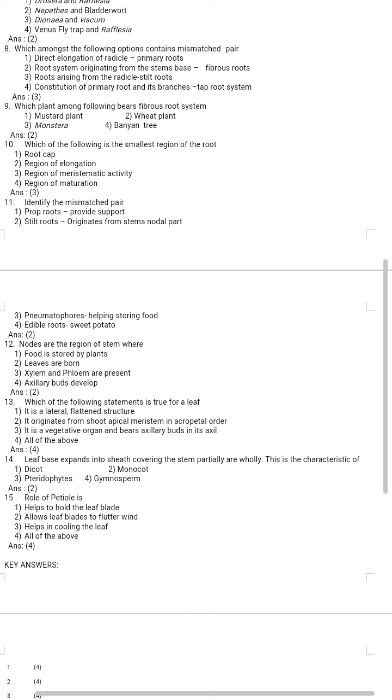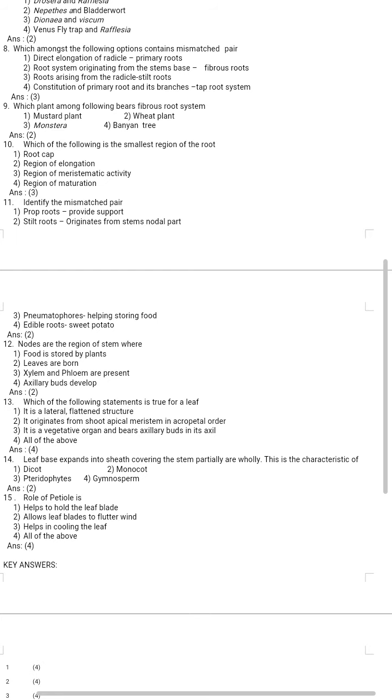15th question. The role of petiole is. Let us see the options. First option, helps in holding the leaf blade. Option 2, allows the leaf blade to flutter in wind. Option 3, helps in cooling of leaf blades. Option 4, all of the above. So the correct option for petiole from the given four options is all of the above. It performs all the functions. What are those? It helps to hold the leaf blade. The leaf blade is also called the leaf lamina.